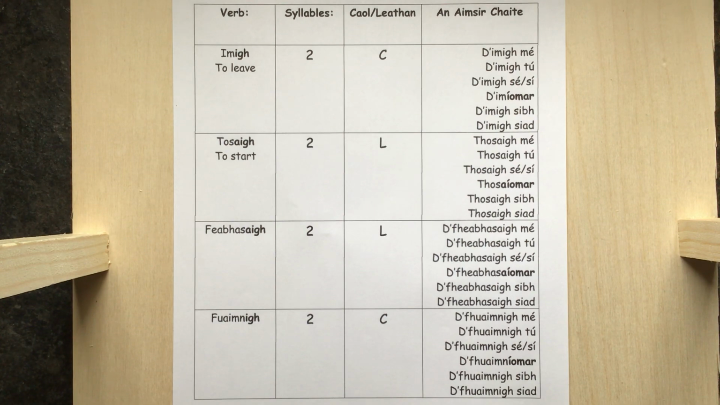So imig will become Jimmy May, Jimmy Tu, Jimmy Shay, Jimmy She, Jimmy Yamar, Jimmy Shiv, Jimmy Shead. Tossi will become Hossi May, Hossi Tu, Hossi Shay, Hossi She, Hossi Yamar, Hossi Shiv, Hossi Shead. Fiasig will become Dausig May, Dausig Tu, and so on. Fumnig will become Dumnig May, Dumnig Tu, and so on.